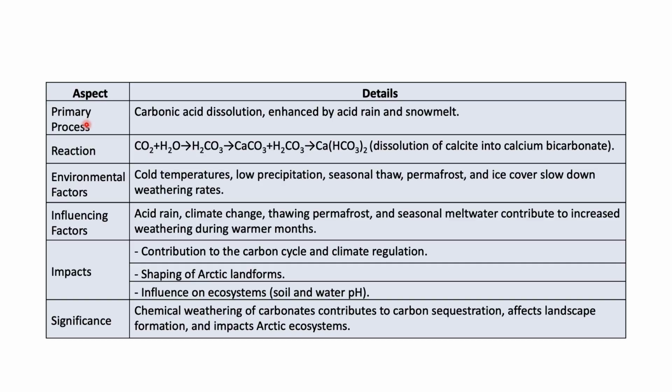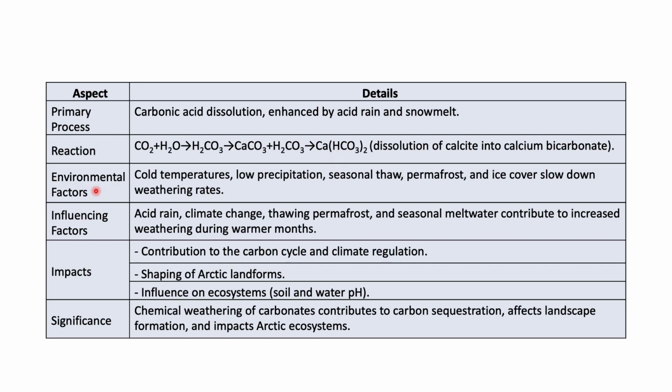What are the primary processes that are happening in the chemical weathering? The first one is carbonic acid dissolution, which is enhanced by acid rain and snow melt. Let us look at the chemical reaction that is happening. This is dissolution of calcite into calcium bicarbonate. So how does this happen? Carbon dioxide in the atmosphere gets dissolved in water to give carbonic acid. This carbonic acid reacts with calcium carbonate to produce calcium bicarbonate.